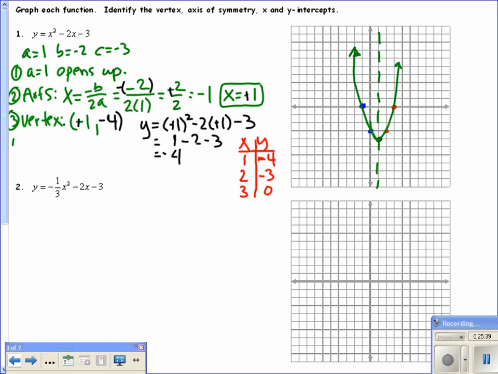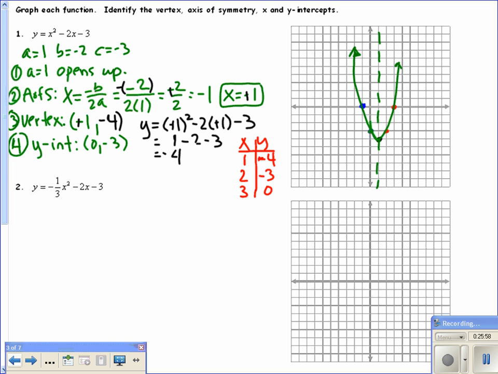So before I do that, the next thing I'm going to talk about is the y-intercept. So my y-intercept in this case is right here, and I got that from my corresponding point. So 0, negative 1, 2, 3. So (0, -3) is my y-intercept. So I'm just going to write down (0, -3).